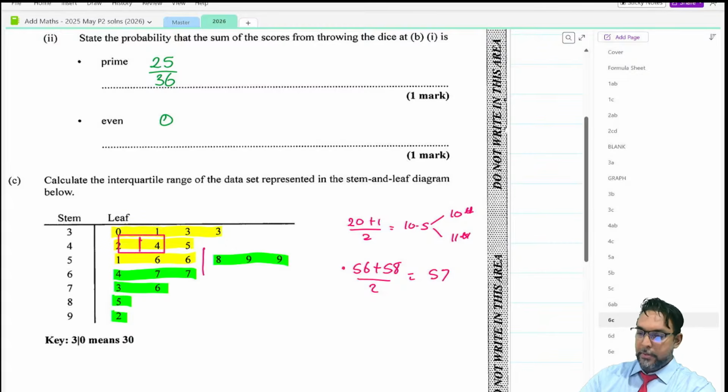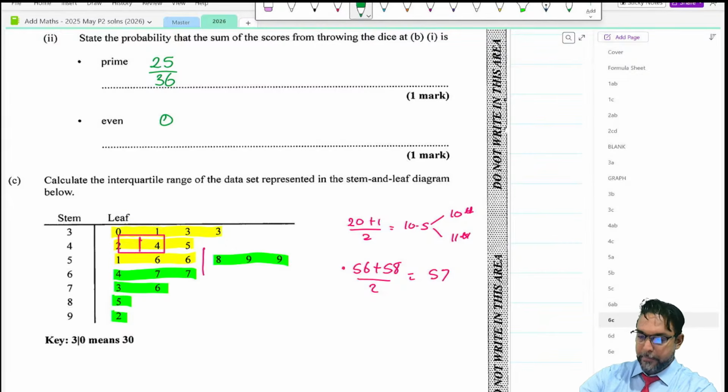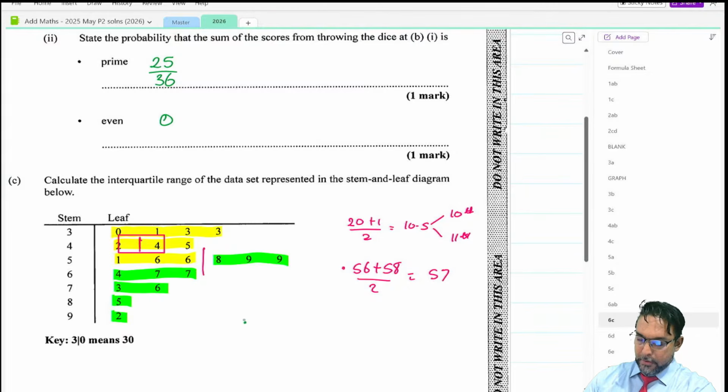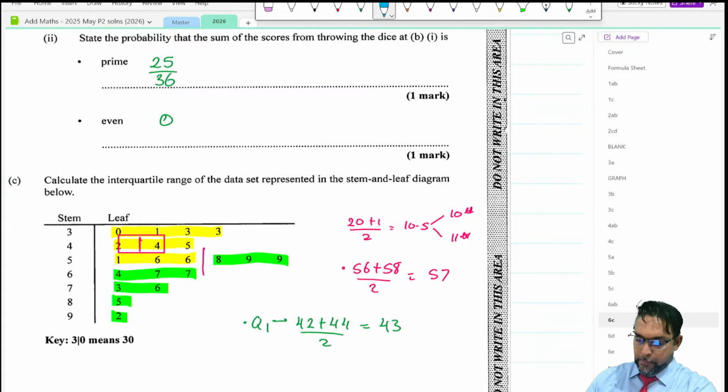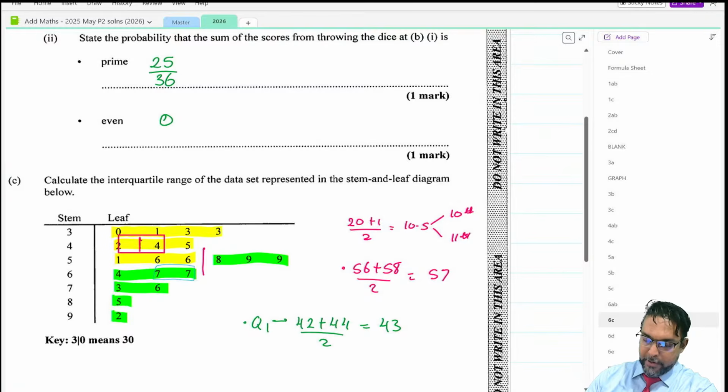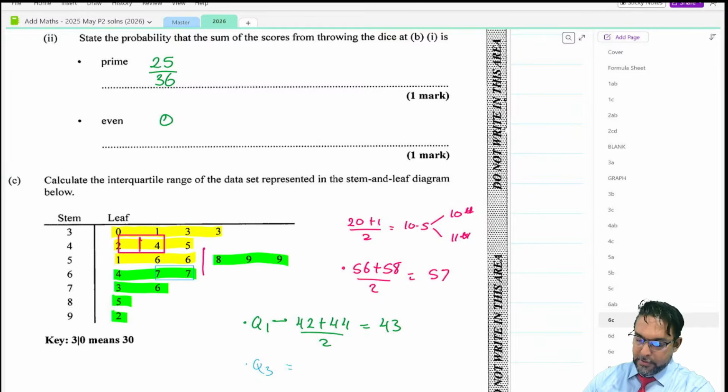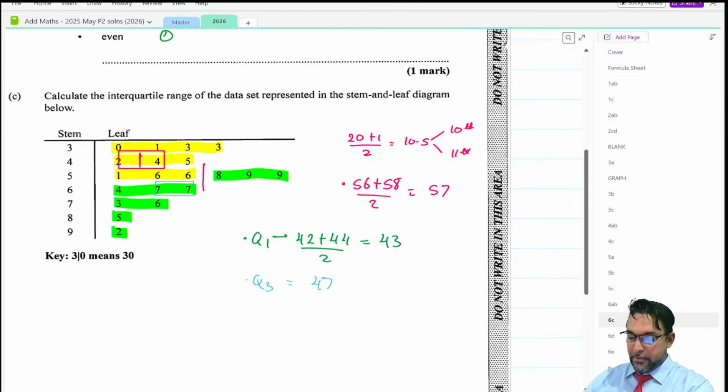Let me get a different color going now. So for Q1, we need the average of 42 and 44, so that's 43. Then the 5th and 6th will be here, and that's 47. So Q3 is just 47. There's no need to find the average because the two numbers are the same. And then the interquartile range.